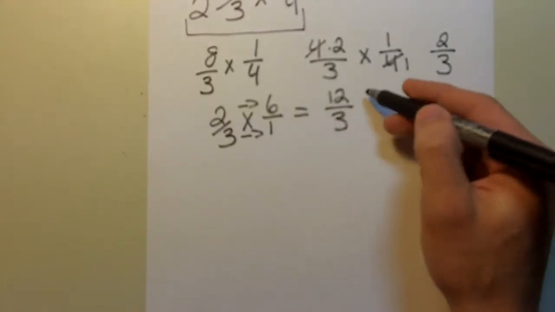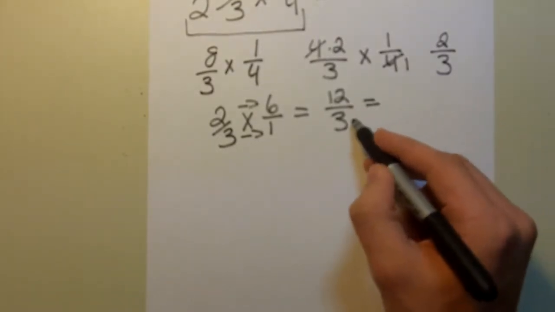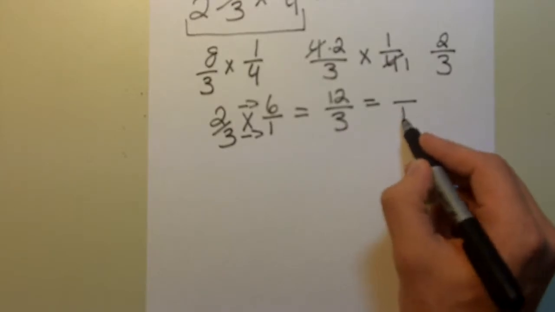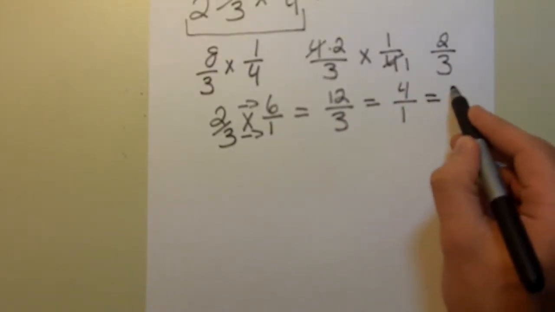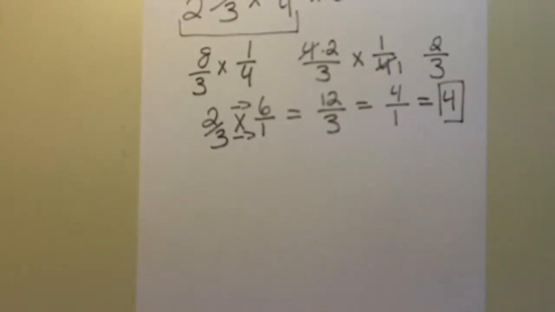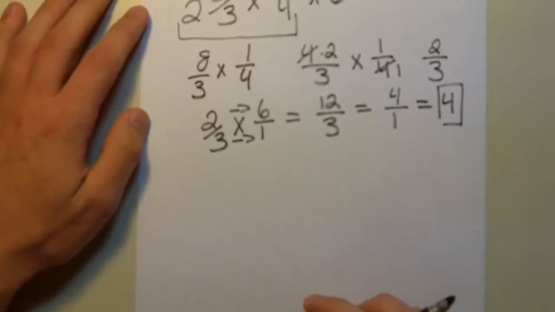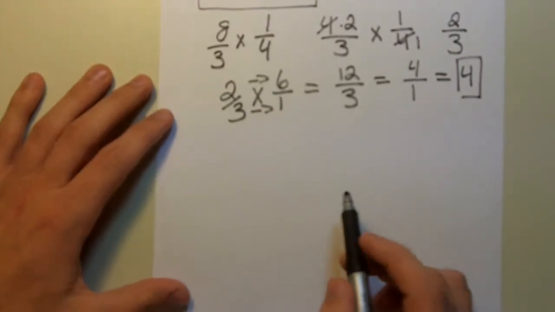And then we can put this in simplest form. If we divide both of these by 3, well, 3 divided by 3 is 1, and 12 divided by 3 is 4. And 4 over 1 is just 4. So that would be our final answer. And so that's how to multiply fractions. Essentially, you just multiply right across.